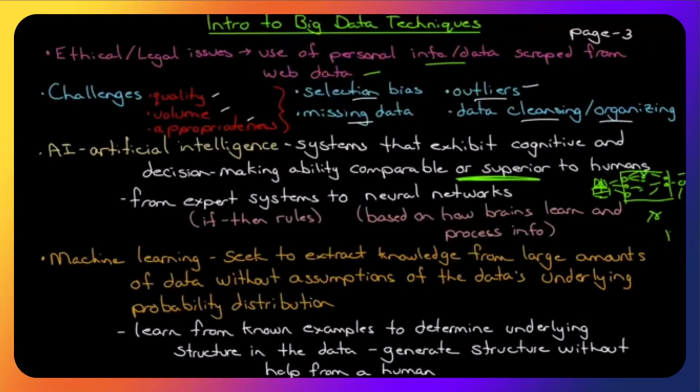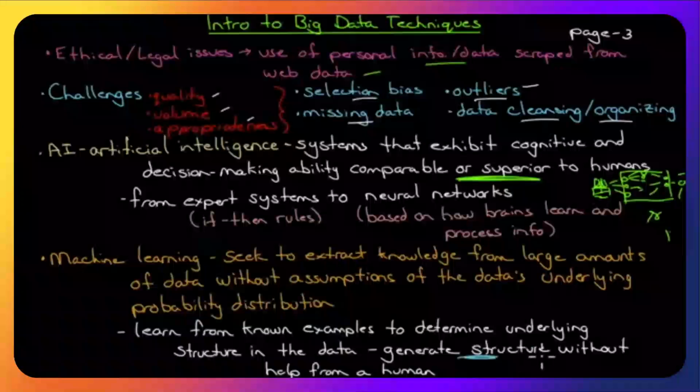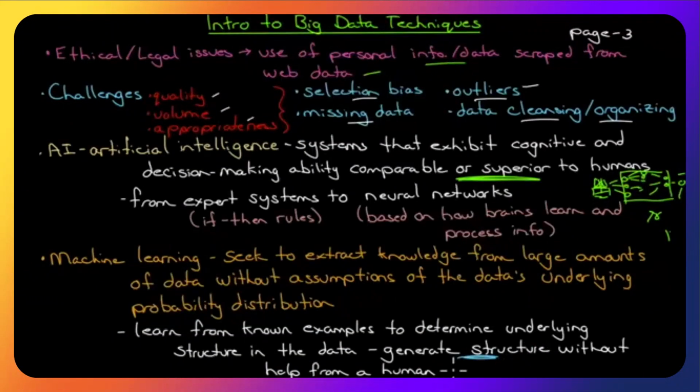Machine learning seeks to extract knowledge from large amounts of data without assumptions of the data's underlying probability distribution. If you've done any statistics before, if you've done something called factor analysis, that is a small sort of example of trying to extract some structure out of the underlying data without assigning structure to it at first. Seeing what the algorithm or what the program can find on its own. You can learn from known examples to determine the underlying structure in the data, and you attempt to generate structure without help from a human.